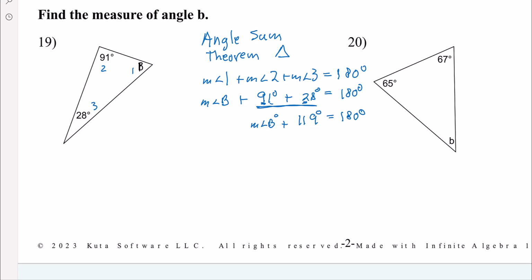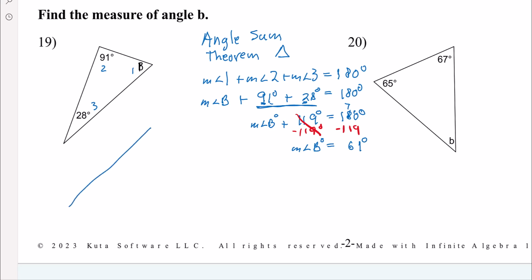Well, the only thing we have to do is subtract 119 from both sides, because that will give us what the measure of angle B in degrees is. The measure of angle B is 61 degrees.